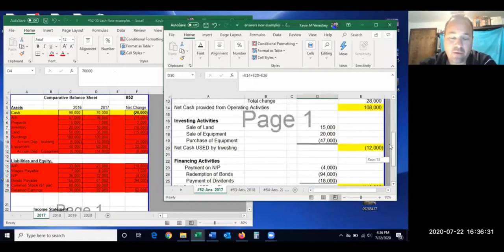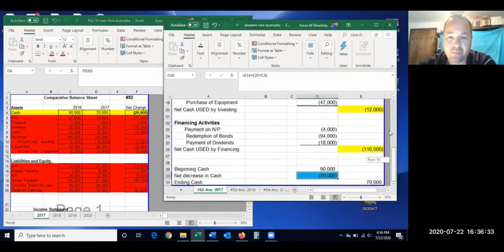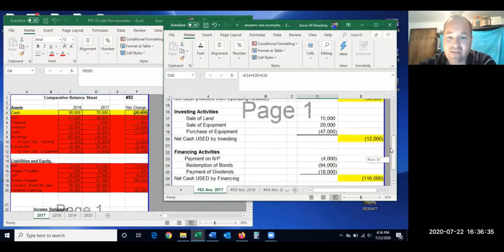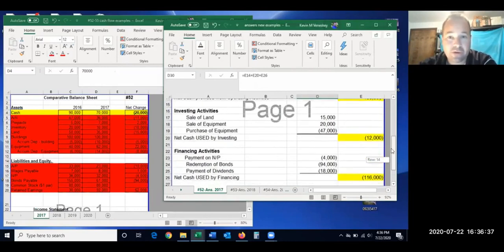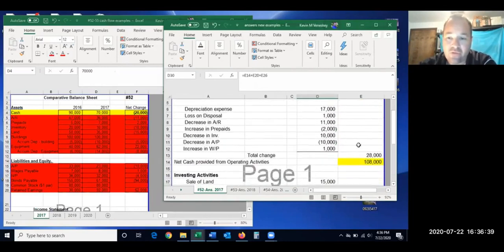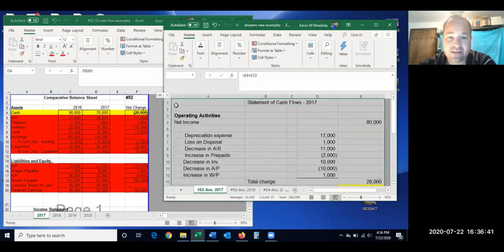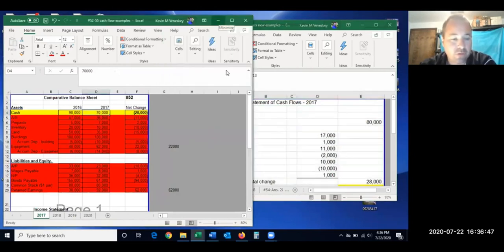When we now get ready to look at the direct method, the investing and financing, we're not even going to do them because they're going to be the same. The only thing that's going to be different is our operating activities. So while we're still in the flow, let's just jump right into the direct method, and hopefully it won't take us too long because it's only one section.